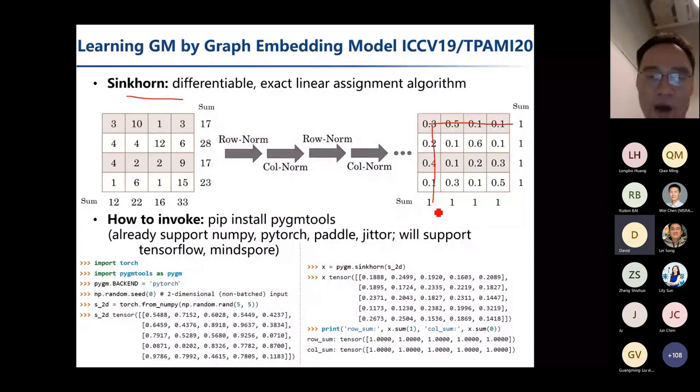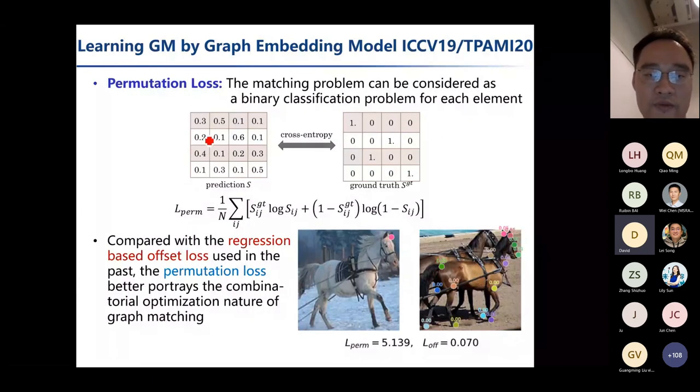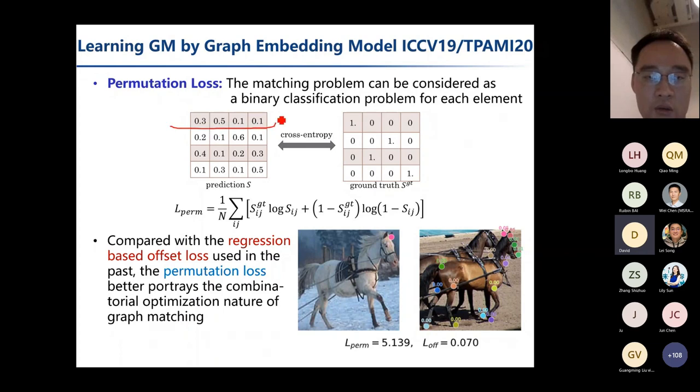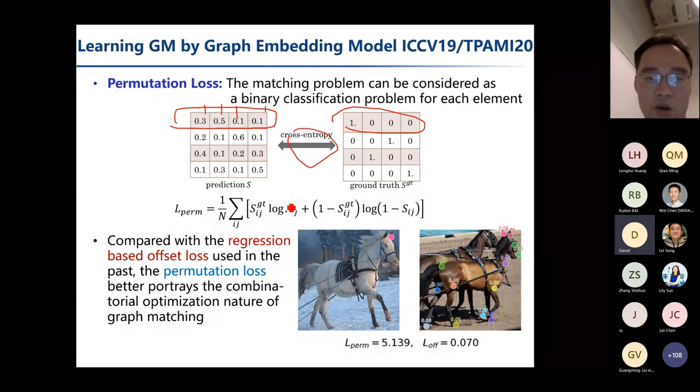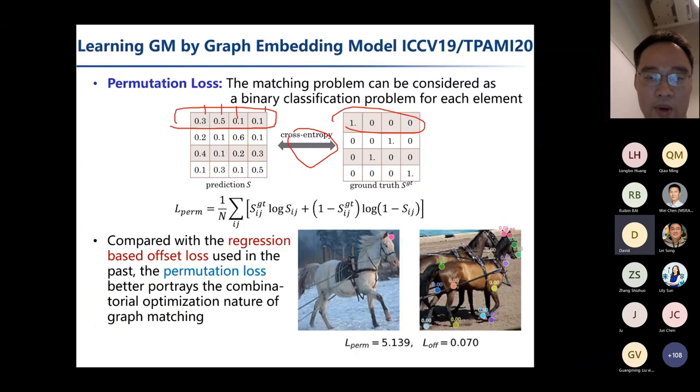And what's the advantage of such representation? We find the ground truth is the permutation matrix, the binary one. When we look at each row, it's like a sample, and each column is like a label. So it's like we have a four-class classification problem with four categories. This is like the softmax output, and this is like the ground truth. So we can use a cross entropy loss to train our model. That's the whole story of how we neuralize the graph matching problem into an end-to-end pipeline.